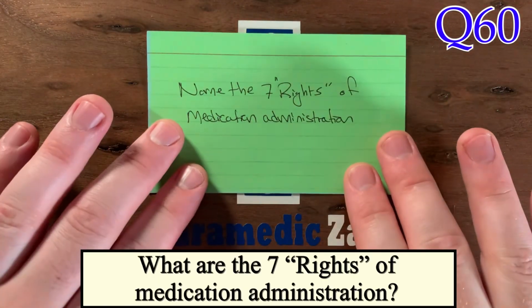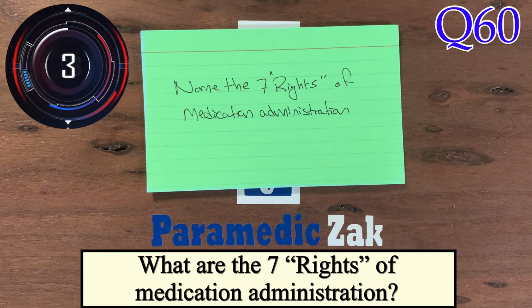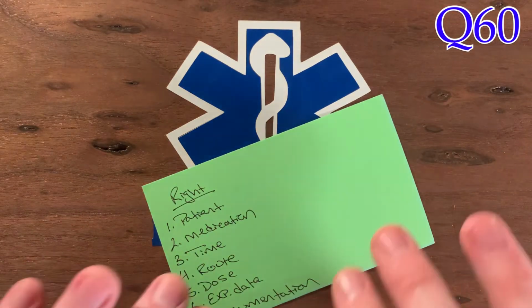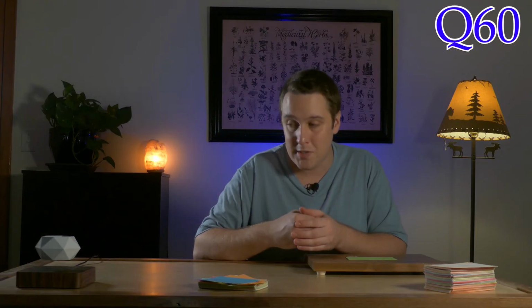What are the 7 rights of medication administration? So the 7 rights of medication administration are used to make sure that you're delivering your medication properly. The first right is going to be the patient, so making sure that you have the right patient for the right medication. Secondly, you want to make sure that you're giving the proper medication to the proper patient. Thirdly, you're going to make sure that you're giving the medication over the proper amount of time. Some medications require a 10-minute infusion, while others need to be pushed rapidly.